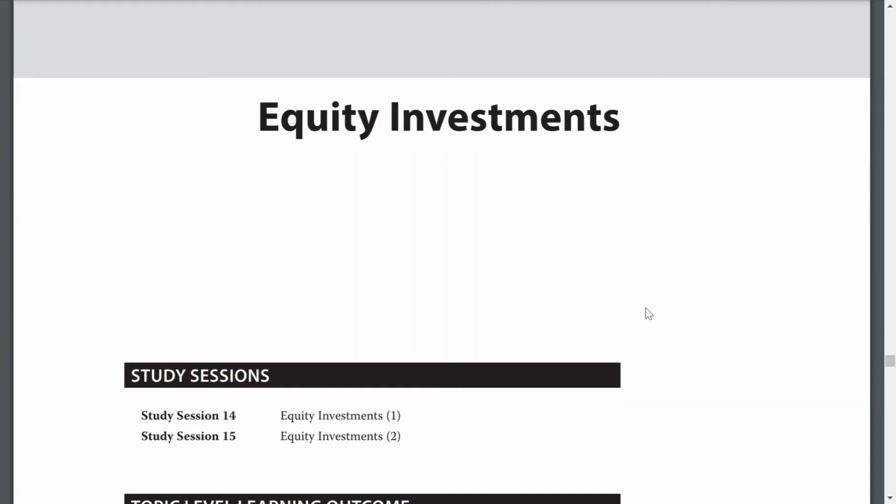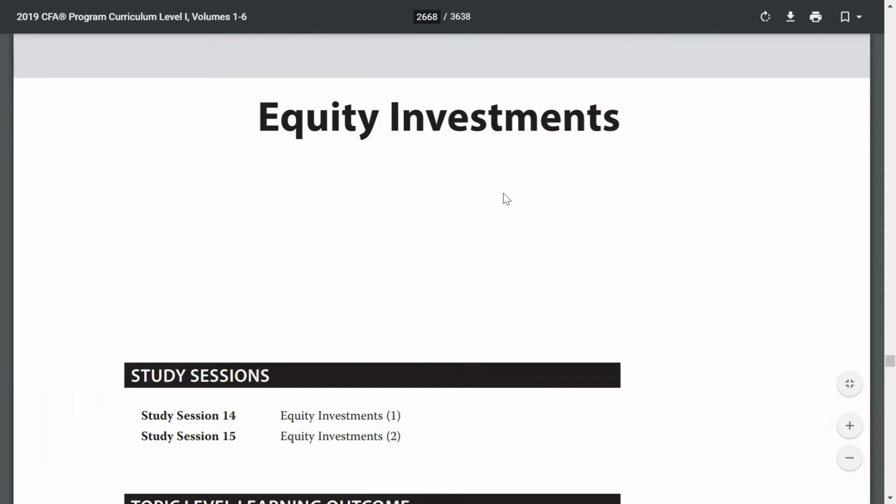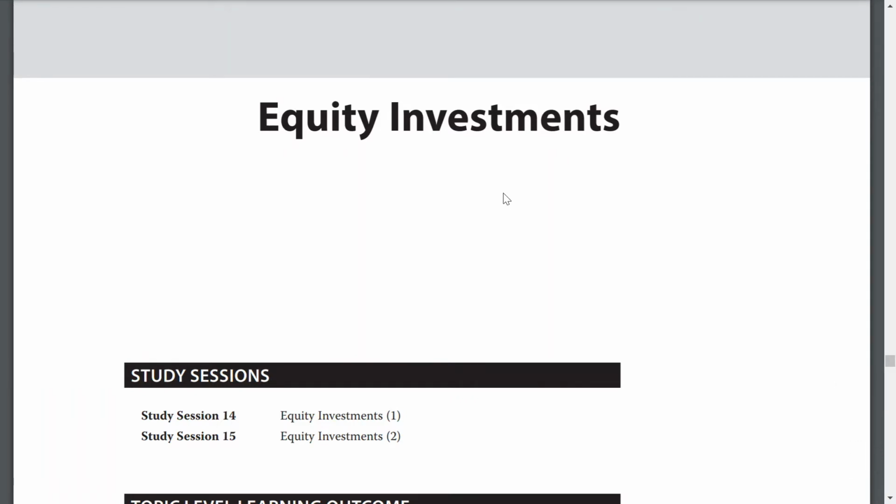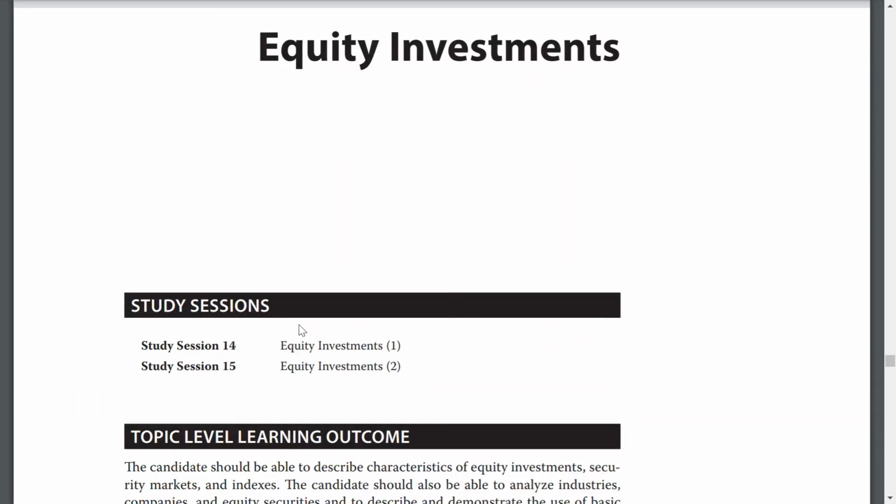Alrighty, equity investment, our next major topic of the CFA Level 1 program curriculum. We're almost done. 1,000 more pages to go. We could do this. Okay, equity investment. Our study session is broken down to study session 14 and 15, equity section part 1 and part 2 respectively.